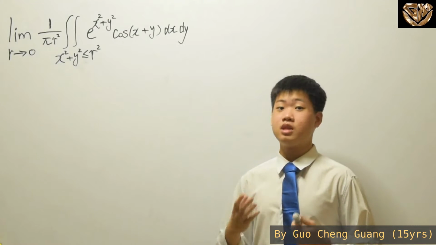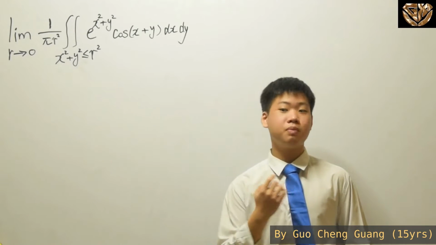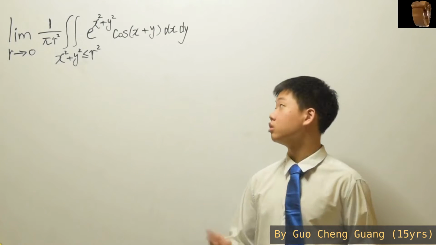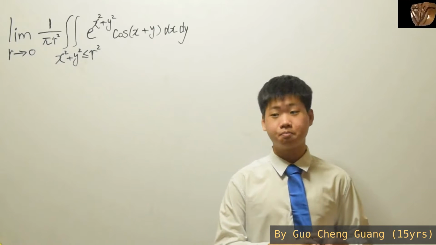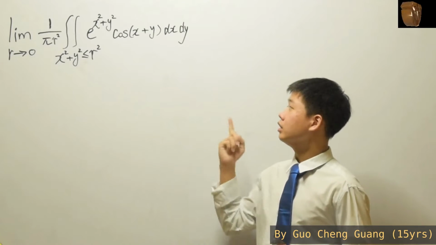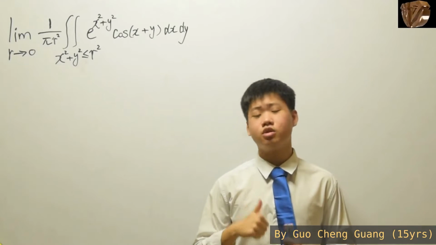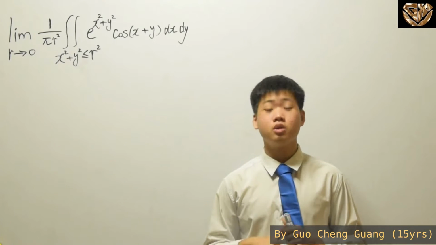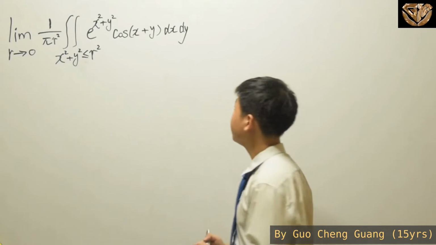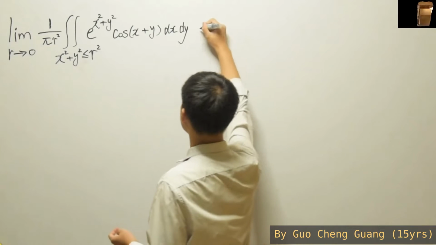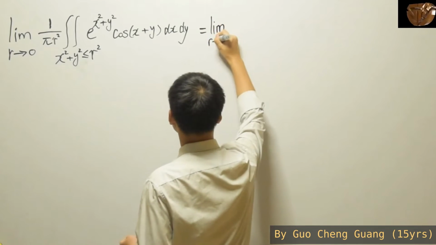But since it's definite integration, we do have some strategies, some special methods we could use to solve this. Let us take a look at what exactly these methods are. Firstly, you see this kind of circle and you see x squared plus y squared. The first thing you should be thinking of is to change it to polar coordinates, and that is exactly what we are going to do. So, when we change this into polar coordinates, what will we see?